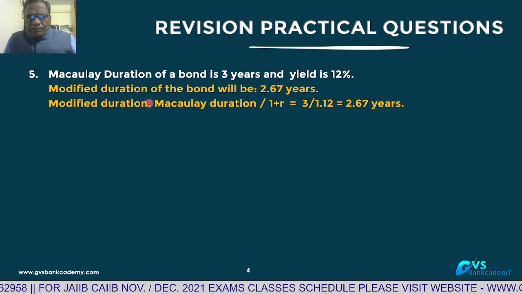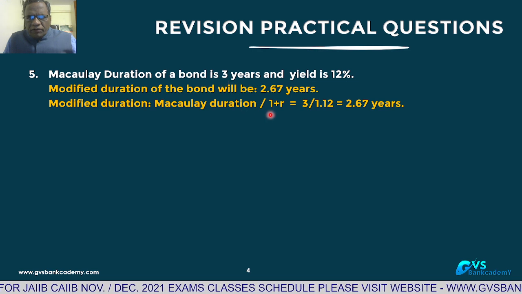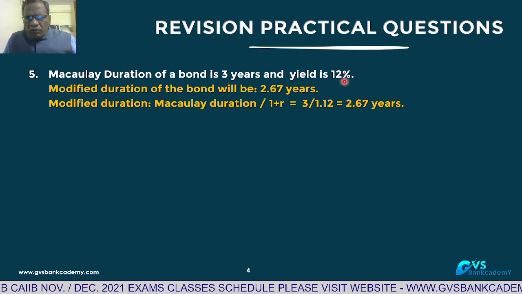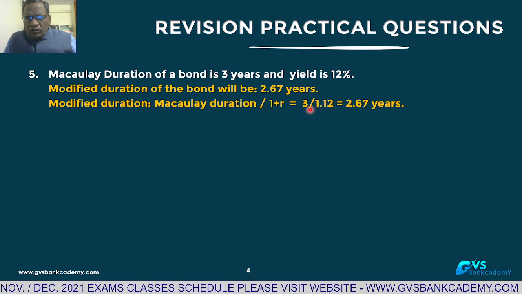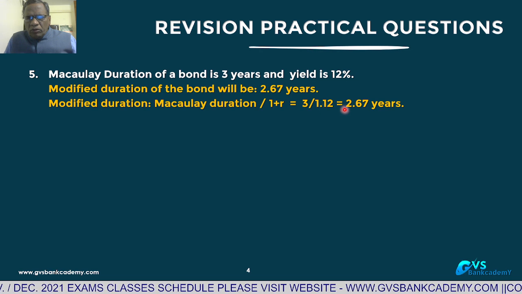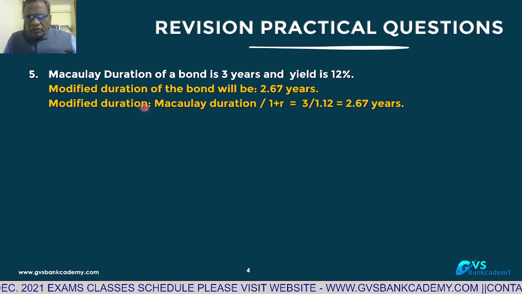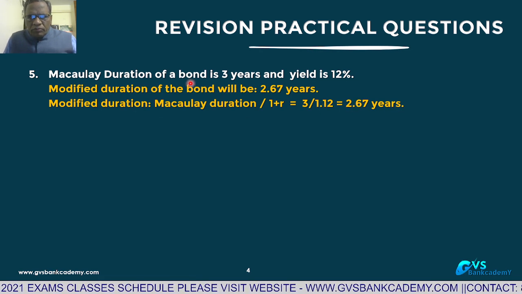How will it come? Modified duration is equal to Macaulay duration, that is 3 years, divided by 1 plus r. 1 plus r means 1.12, that is 1 plus 0.12. 3 divided by 1.12, 2.67 years. This is about duration of the bond, Macaulay duration and modified duration.